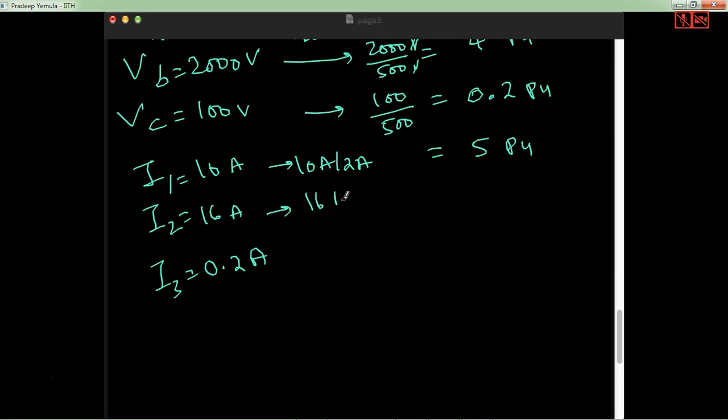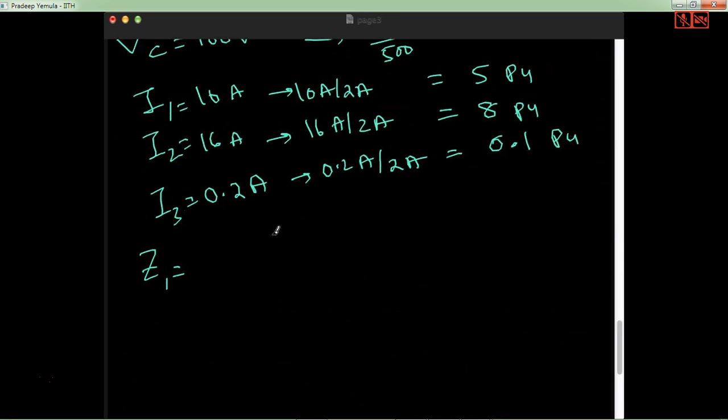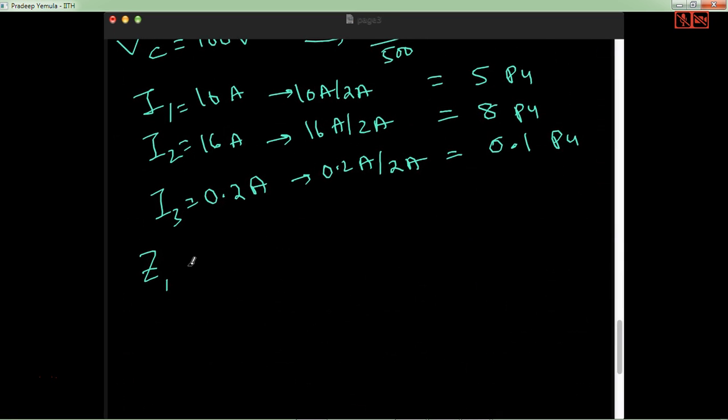This one, 16 amperes divided by 2 amperes, I'll get 8 per unit. This one, 0.2 amperes divided by 2 amperes, I'll get 0.1 per unit. Okay, so this is how you convert any quantity. Same, you can convert the impedance also. So now you get a doubt, what about the complex current? Before I go to impedance, let's take an example. So voltage is 100 volts at an angle of 30 degrees. Similarly, current is 50 amperes at an angle of 45 degrees.